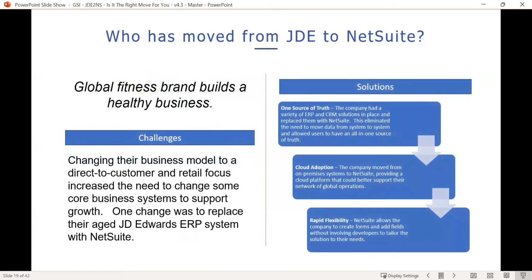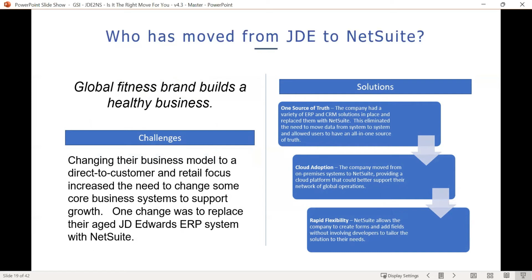Another company is a global fitness brand that builds a healthy business. They were a JD Edwards customer for many, many years, but looked at some change in the industry and recognized they needed to completely change their business model. And with that change in the business model also came an opportunity to reevaluate their ERP solution. They decided to replace JD Edwards.